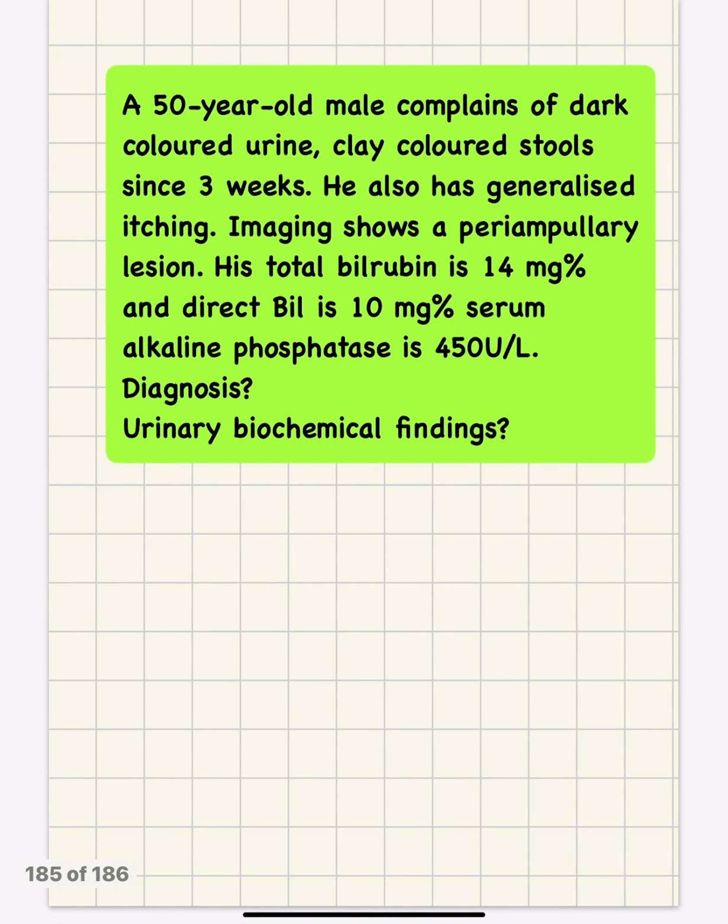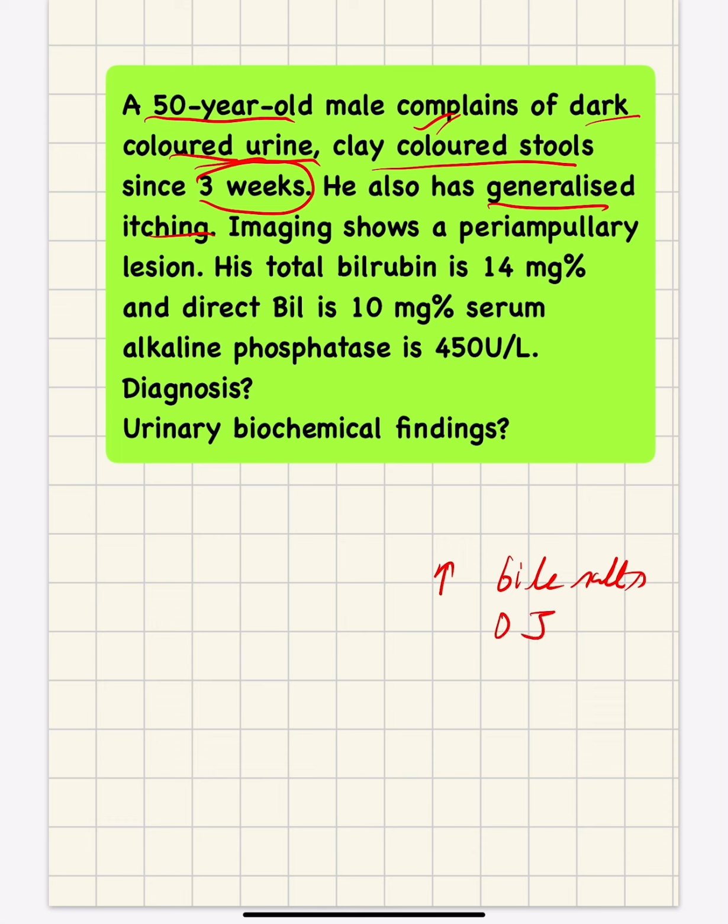Now the last question. A 50-year-old male complains of dark colored urine and clay colored stools since 3 weeks. So the stools are clay colored, which means there is some obstruction in the biliary tract. And the urine is also dark. Urine will be dark when there are increased bile pigments in the urine. He has generalized itching. Itching is because of the increased bile salts. It is seen in obstructive jaundice. Clay colored stools are again seen in obstructive jaundice.